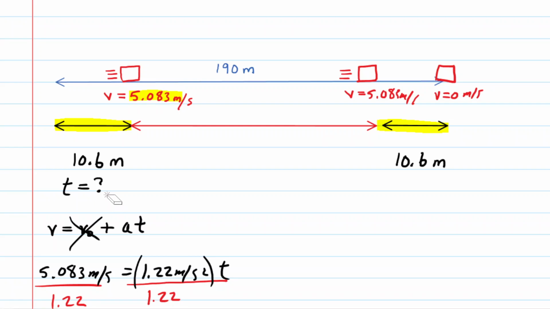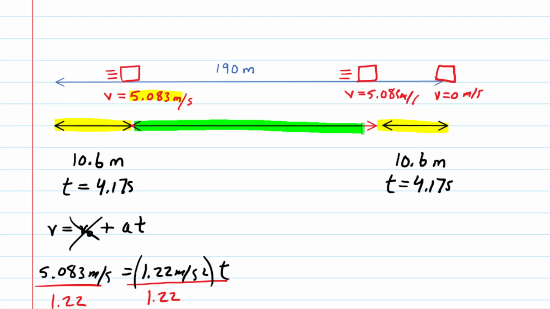We can come back here and label that accordingly. It's also going to take 4.17 seconds for the cable car to come to rest because of the symmetry of the motion. Remember, it starts out at the 5.083, goes to 0 under the same acceleration, so it's going to require the same amount of time to stop. What we need to figure out is the time during this mid-segment of its journey. We don't have any of that data, but if we look carefully at the drawing, we can figure out what the delta x is for that segment of the journey. How can we do that?